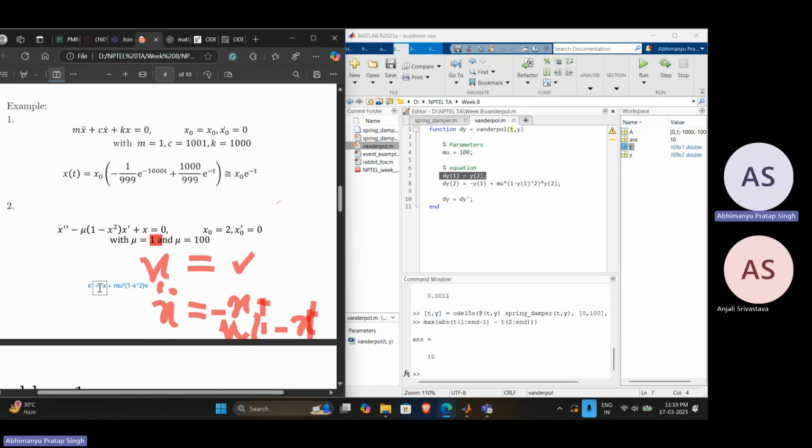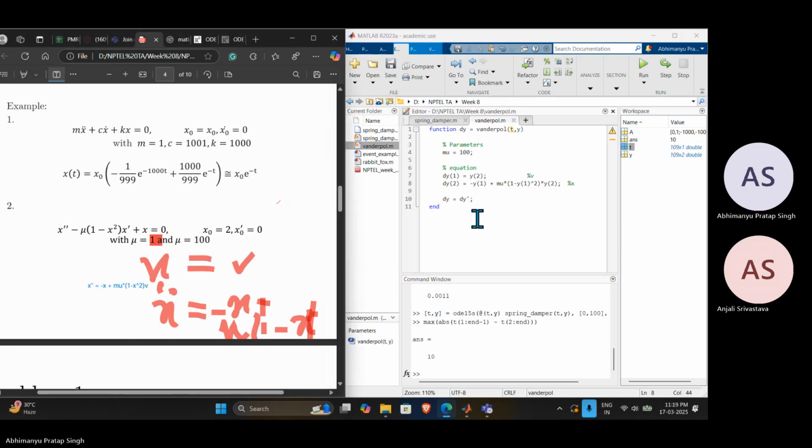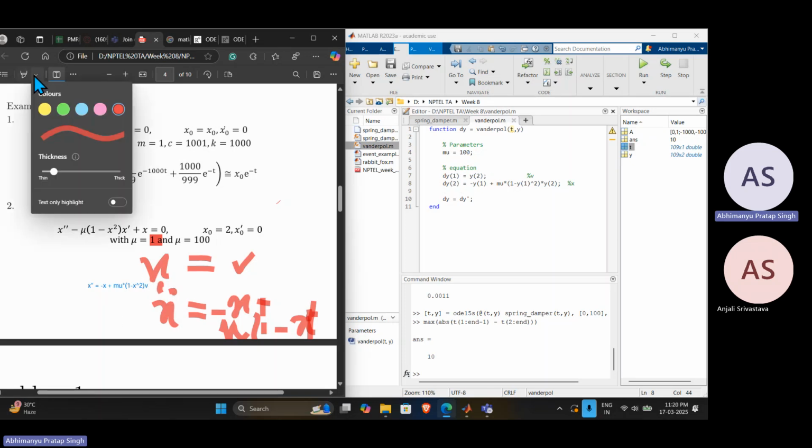So now this is a first order equation only. That is what I have written over here. Basically y2 is my v, and y1 is the same as x. So dy1 is basically x prime, and that is equal to v from this first equation, and v dot is equal to, so this x double dot is my v dot.